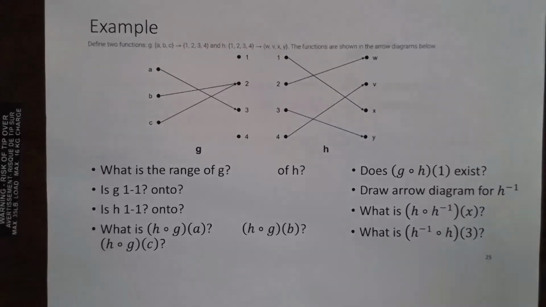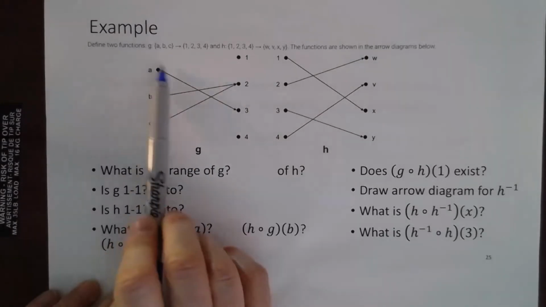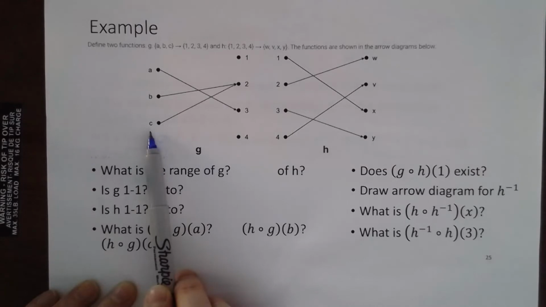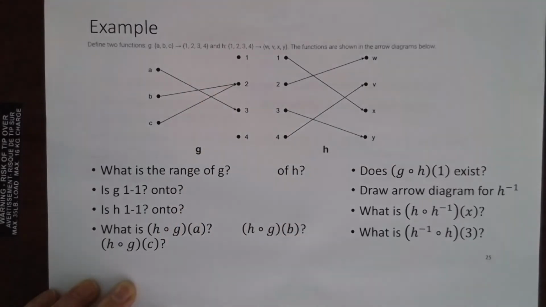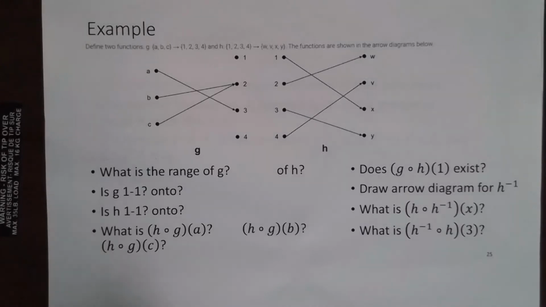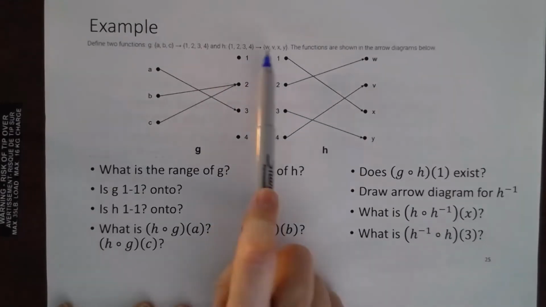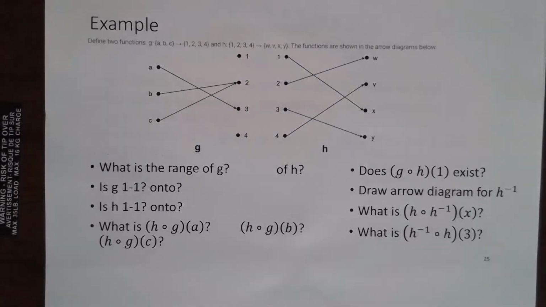So in this example, we've got lots of little things to look at. Here's our function, it's just a mapping. We see that the function G has a domain of A, B, C, and a target of 1, 2, 3, 4. It's not onto. I already answered that question for you, pretend I didn't say it. I'm going to ask you. And then we've got H from a domain 1, 2, 3, 4 to the target W, V, X, Y, and I'll let you decide about this.